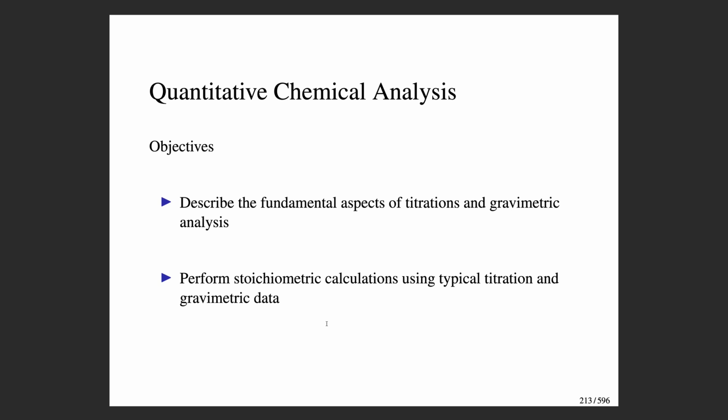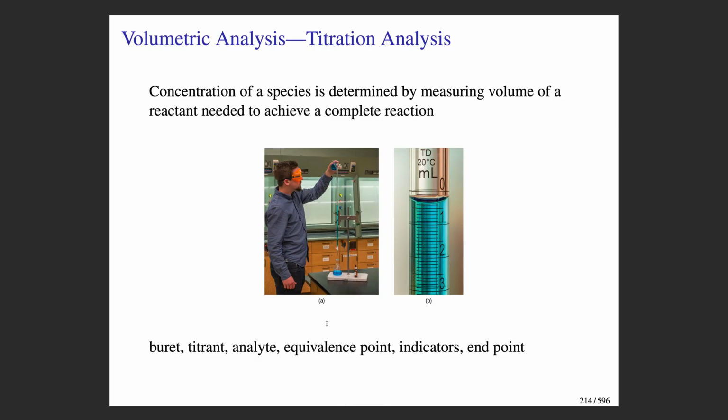Okay guys, in this next video we are going to be talking about volumetric analysis, and volumetric analysis involves titrations, and we use titrations in chemistry as a way of determining the concentration of a species in solution. And so you can see here that this chemist is using a device called a burette. The burette is loaded with a solution with a known concentration, called the titrant. And then down below in the receiving flask there is an analyte with an unknown concentration.